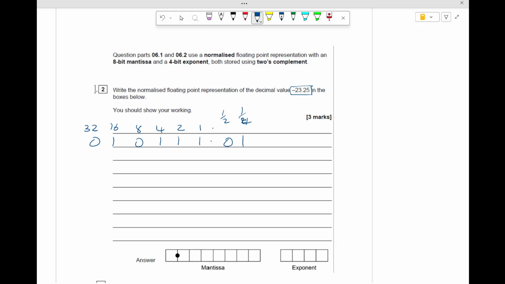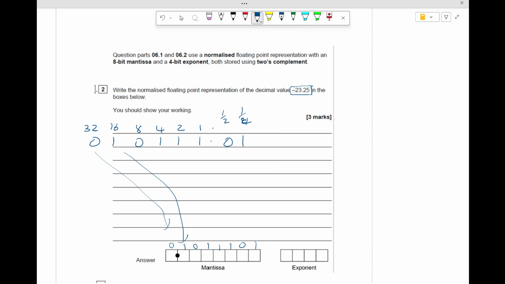Okay. Now, what we've got to do is write that positive number over the top on the mantissa, and then I'm going to 2's complement it later. So let's do that then. I'm just feeding these numbers in here. Okay, 0, 1, 0, 1, 1, 1. No, I shouldn't do that there. So 0, 1, 0, 1, 1, 1, 0, 1.